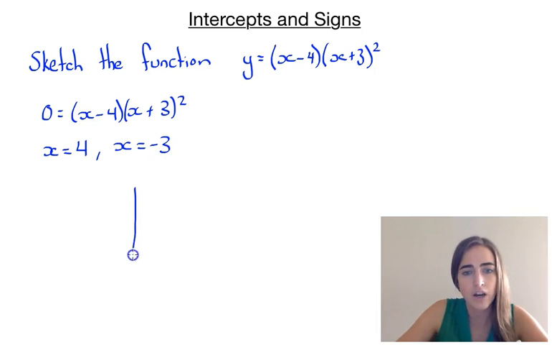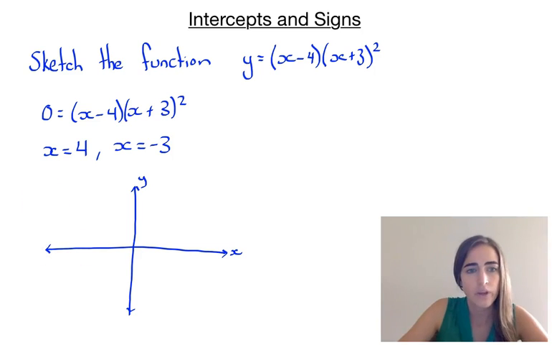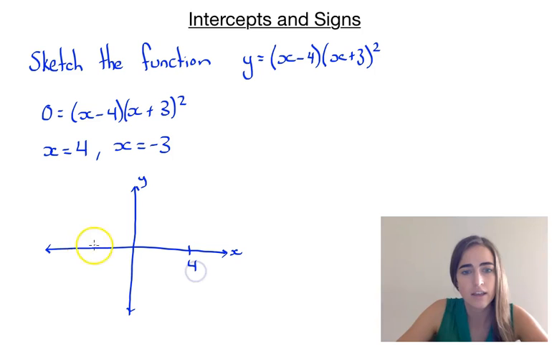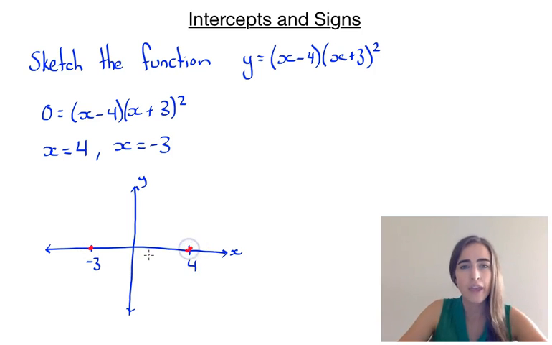So if we draw up our axes, our x and our y, we know that our graph is going to pass through 4 and minus 3. So we know it's going to go through those points, but we don't know how. We don't know where it's going to be positive or where it's going to be negative. So we need to figure that out. And we're going to do that by drawing up a table of values. So we're going to have x and y.